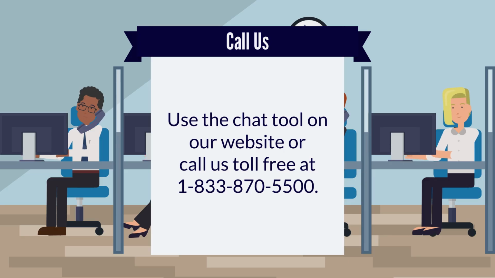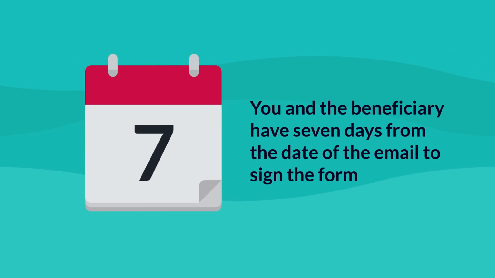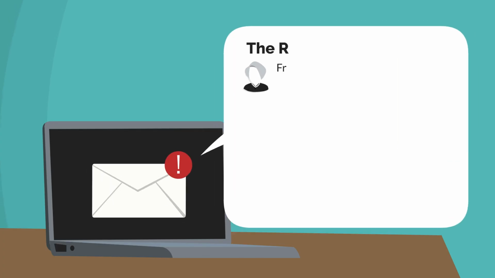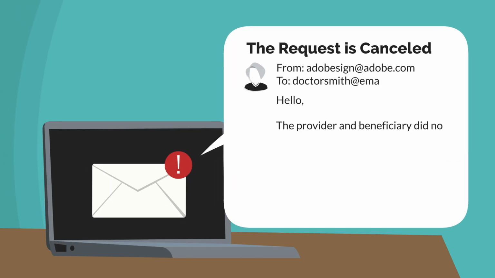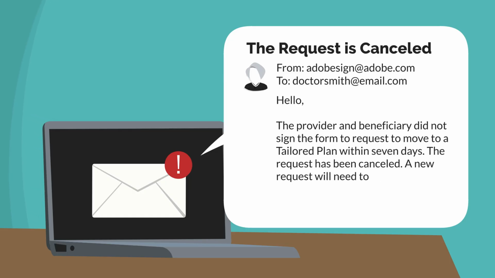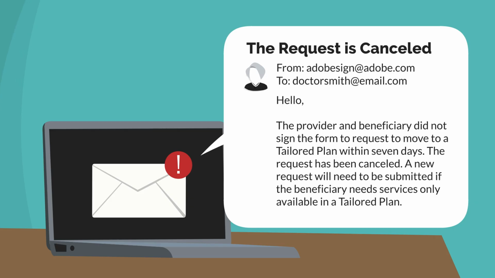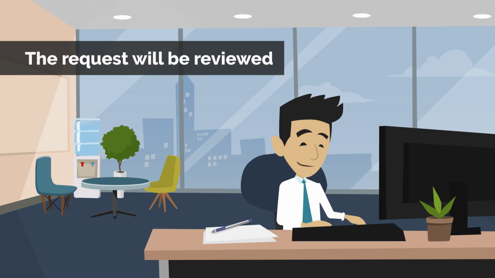If you have not received an email within 5 minutes, or if the email address listed is incorrect, use the chat tool on our website or call us toll-free at 1-833-870-5500. You and the beneficiary will have 7 days from the date of the email to sign the form. If you and the beneficiary do not sign and submit the form by the 7th day, the request will be canceled. A new request will need to be submitted if the beneficiary still needs services only available in a tailored plan.